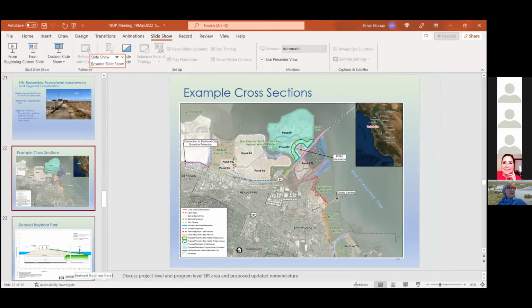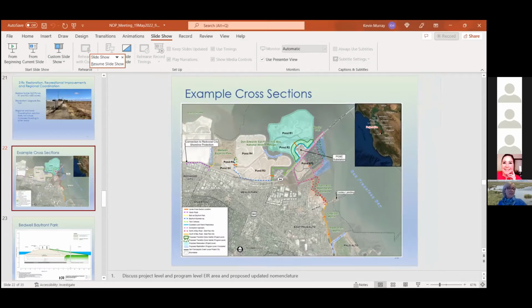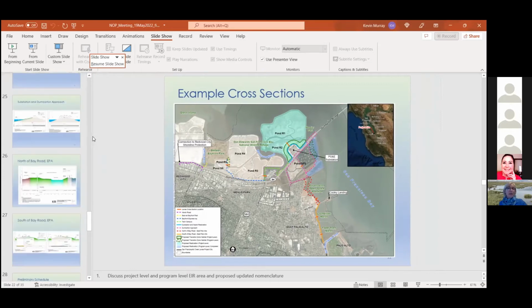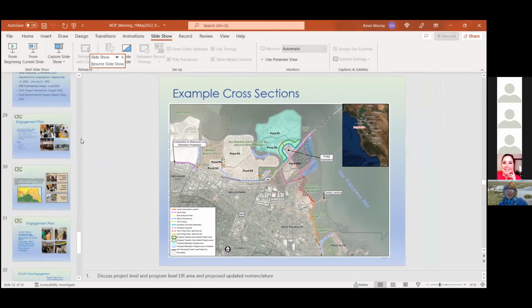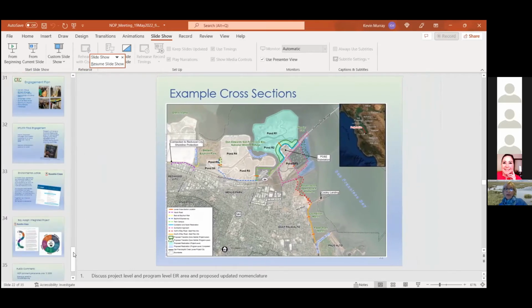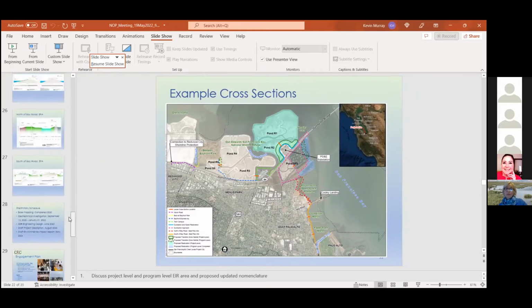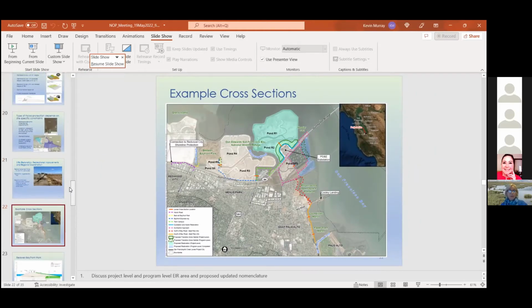So the next few slides are the conceptual cross sections that were presented in the NOP document. They are not designs, but concepts to help visualize the possibilities. I am going to describe these going from the Bedwell Bayfront Park to the southern boundary of East Palo Alto. And the little orange hatch marks on this map are where these conceptual designs were developed. So next slide.